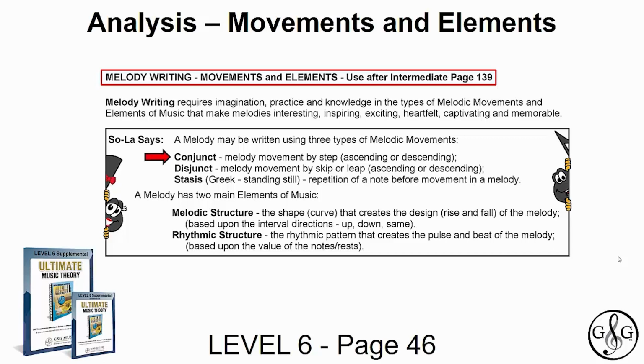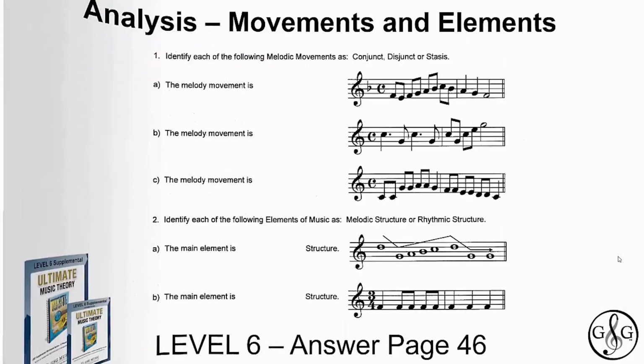SOLA says a melody may be written using 3 types of melodic movements. Conjunct, so the melody movement is by step. Disjunct, melody movement by skip or by leap. And stasis, which is actually Greek for standing still, so repetition of a note before movement in the melody. Now a melody also has 2 main elements, and they are, you with me? Melodic structure, the shape or the curve that creates that design, and rhythmic structure. And we're going to see how those are combined today.